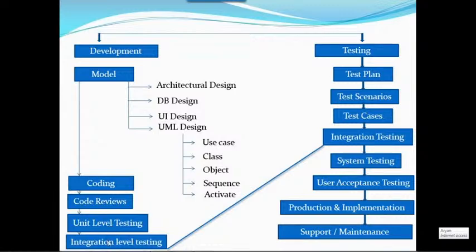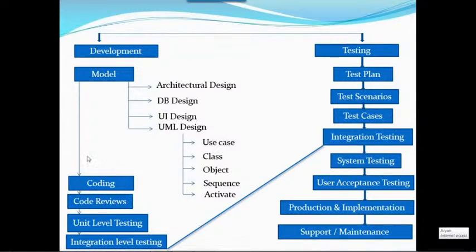After that, they will go with integration level testing. See here, the developer's job is done. Every time, the developer goes with the design and writes the code. Once they have written the code, they need to go for a code review, and once the code review is done, they start white box testing, that is unit level testing. Once unit level testing is done, they go for integration testing. Now the developer's job is completed.